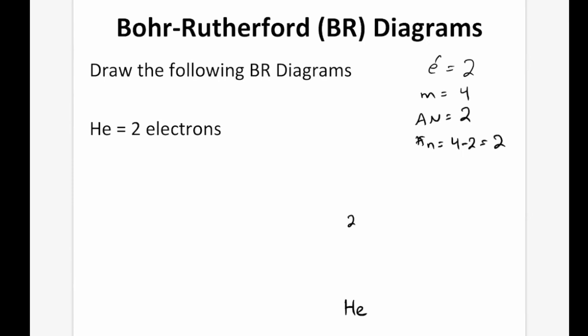So we're going to write 2 protons, 2 neutrons in the center. And we're going to put another orbit around. So same thing. And we're going to put our 2 electrons in that first orbit. Now the first orbit, again, is the only one where we pair up the electrons right away. So we're not going to go north-south. We're going to put 2 in the north. And we're done. That's the Bohr-Rutherford diagram for helium.